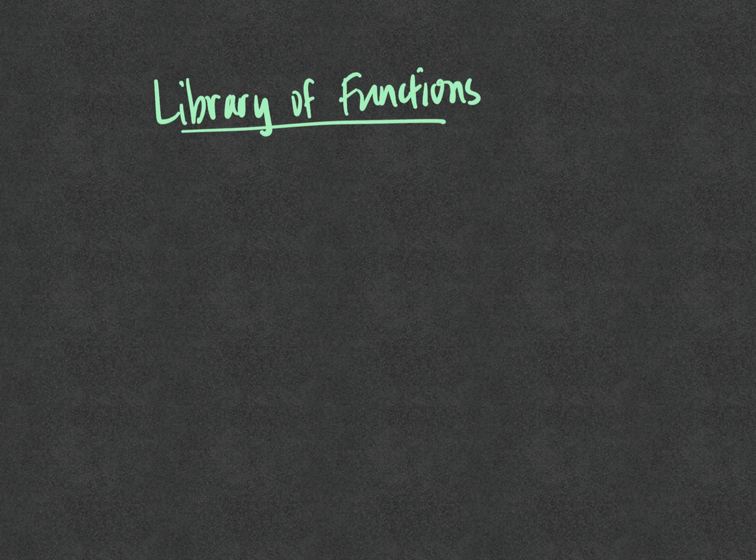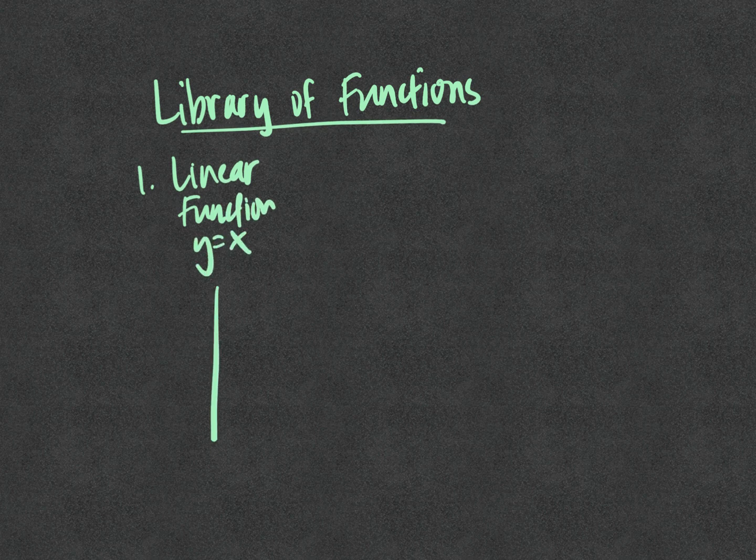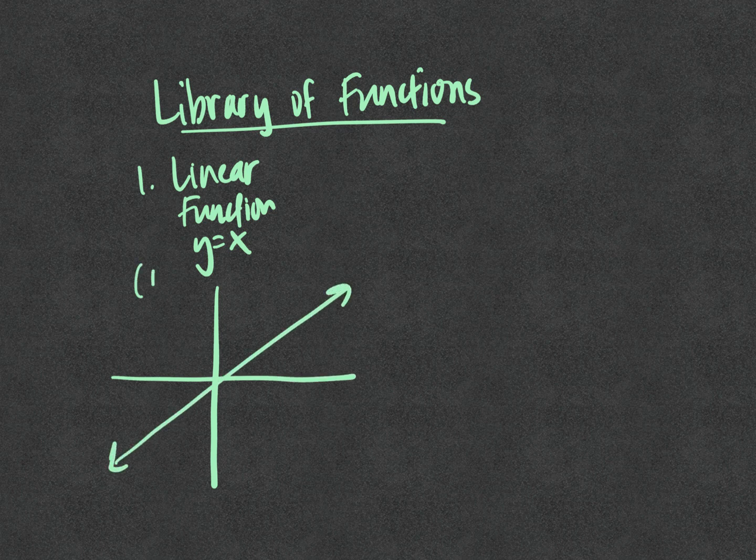When you're doing algebra, there are some functions that you just need to know. The first one is a line, and we'll call it the linear function. The linear function is y equals mx plus b, but the base of it is just y equals x. It's also called the identity function. And so it's a line right here. We're going to also call it the identity function.